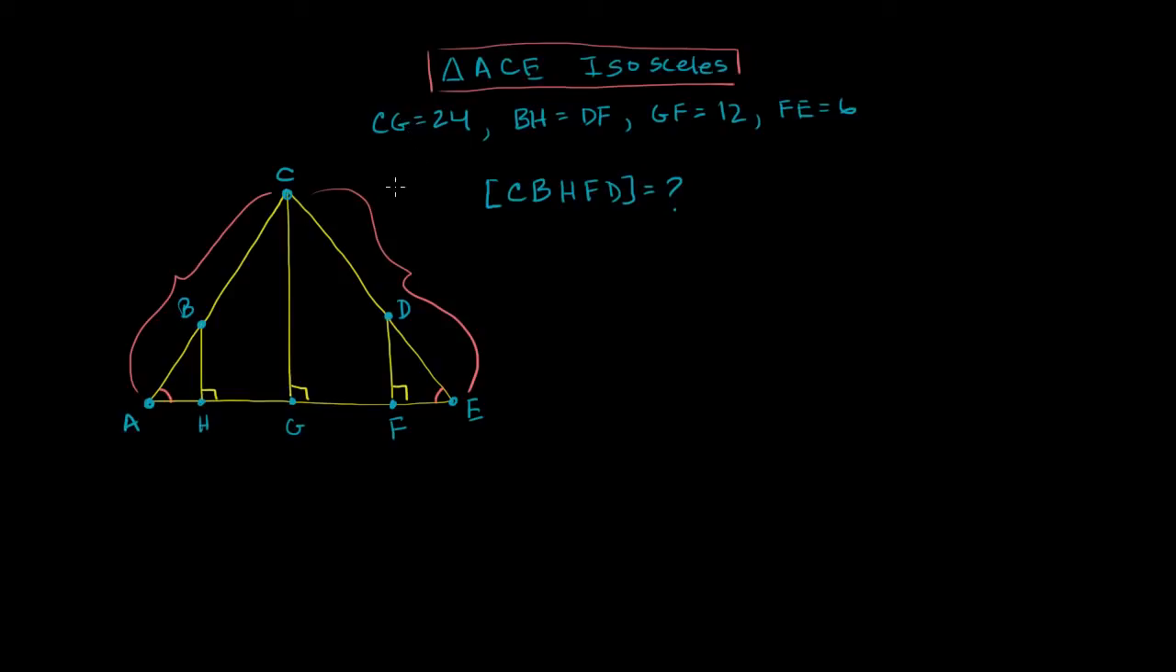They say CG is equal to 24. So this is CG right over here. It has length 24. They tell us BH is equal to DF. BH is equal to DF. So those two things are going to be congruent. They're going to be the same length.